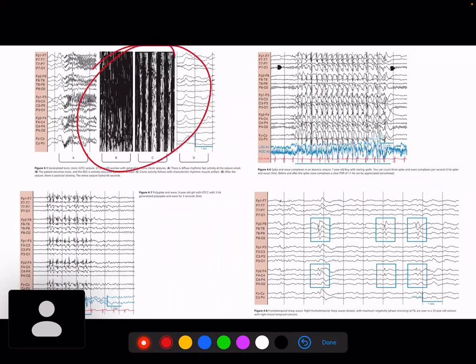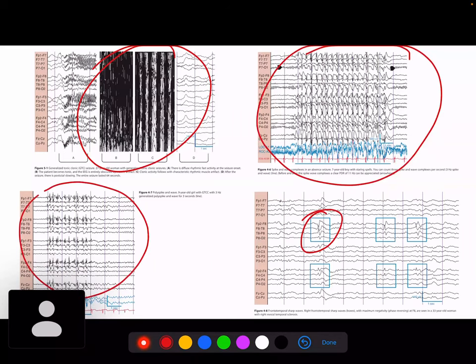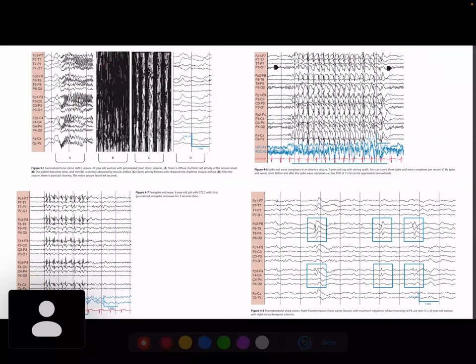So here is a generalized seizure. Here is a focal seizure. Here is absence epilepsy. Here are myoclonic seizures as well. Someday we'll discuss EEG in detail.